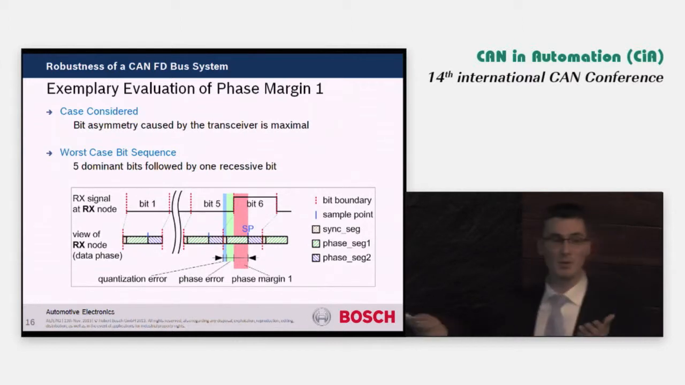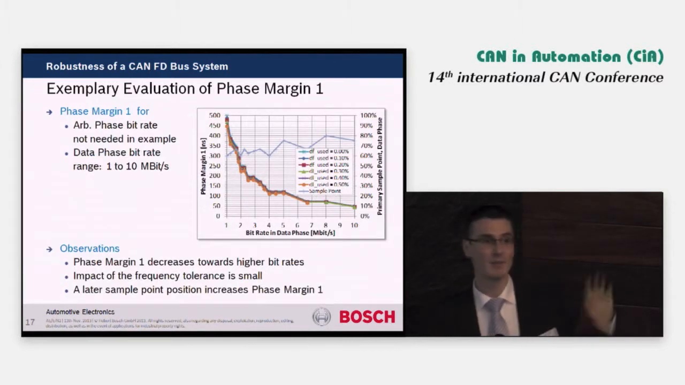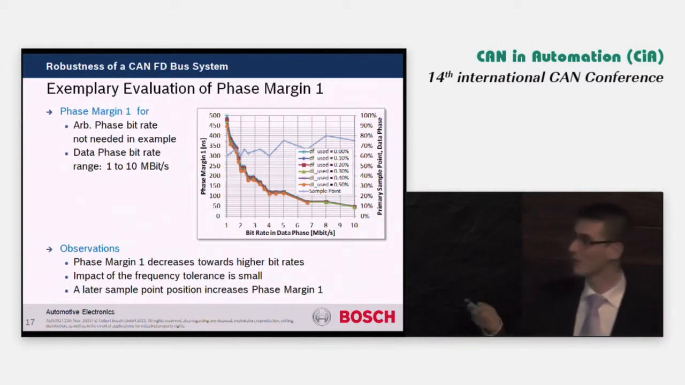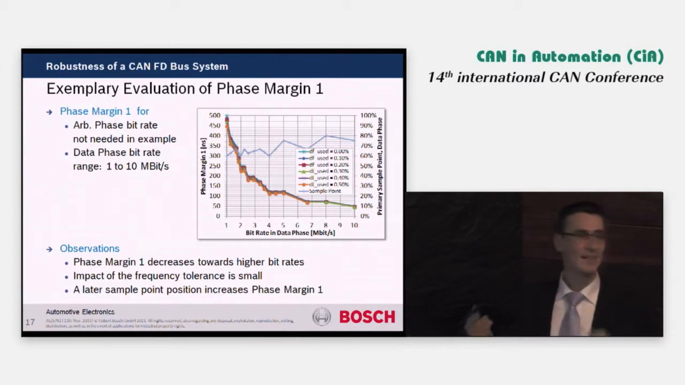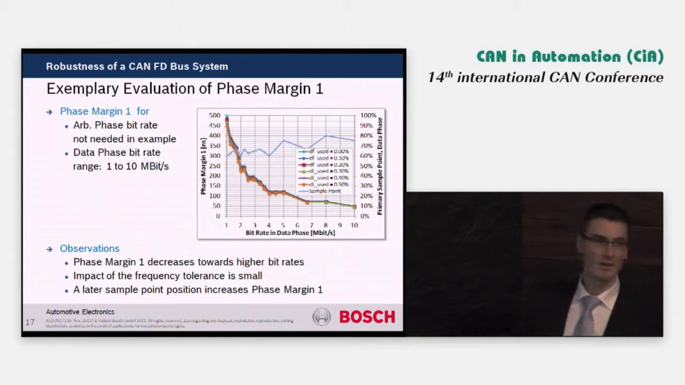Okay, but now we want to know how this behaves when I change the bitrate. What happens with the phase margin? And how big is the phase margin? Therefore we do the same evaluation as before. We take our bit timing configurations from before and calculate this phase margin and plot it. And there's one remark to the bit timing configurations. We are now just in the data phase, so we don't need the arbitration phase bitrate currently.